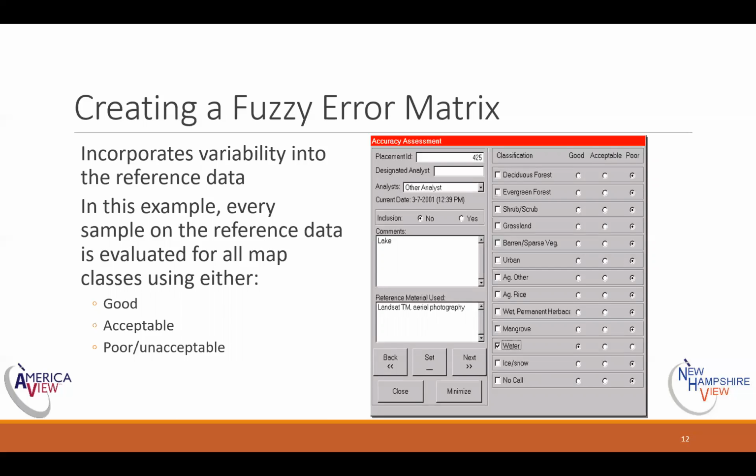Okay, but you can imagine an example where, sparse or barren or sparse vegetation versus grassland. You know, the density of the grass. You might say, well, I really think it's barren, so that's my good answer, but I would accept grassland and I wouldn't accept anything else. Okay, and so you were able to indicate the goods, if there are any acceptables, and then the poors.